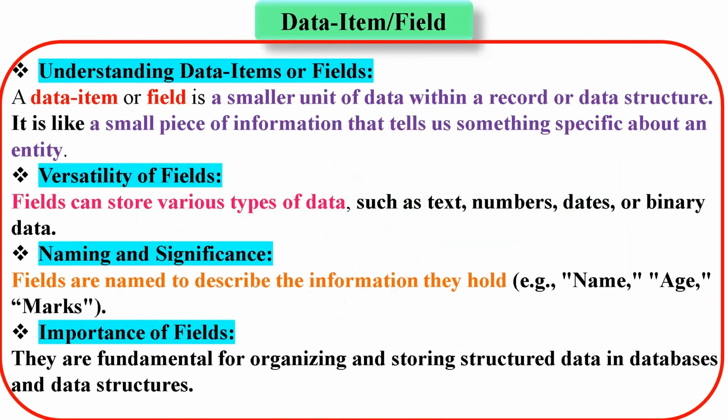Next is the data item or field. Understanding data items or fields. A data item or field is a smaller unit of data within a record or data structure. It is like a small piece of information that tells us something specific about an entity, for example, in a student database, a student. Versatility of fields. Fields can store various types of data, such as text, numbers, dates, or binary data. Naming and significance. Fields are named to describe the information they hold, for example, name, age, marks. Importance of fields. They are fundamental for organizing and storing structured data in databases and data structures.